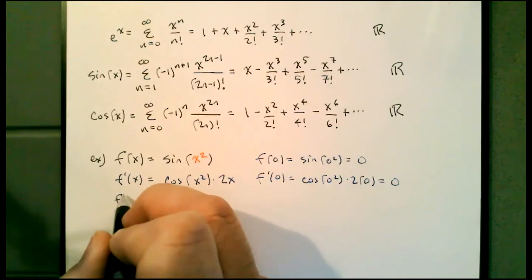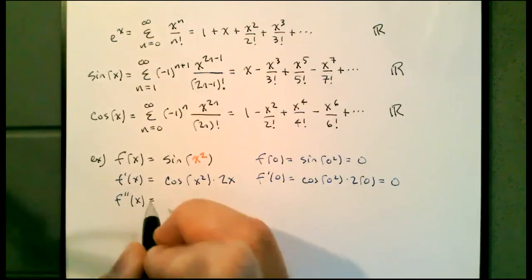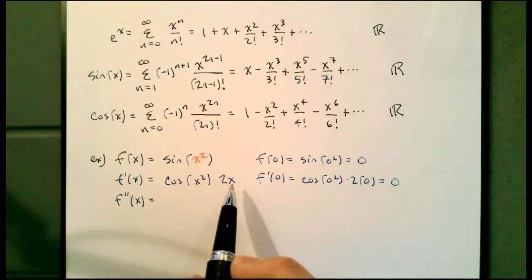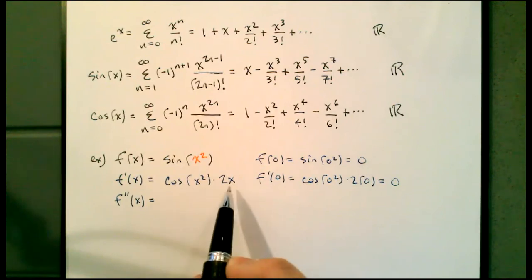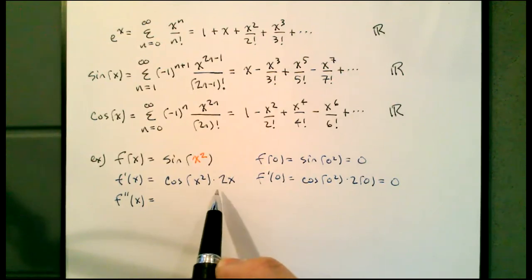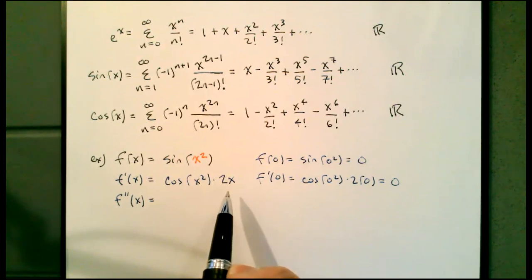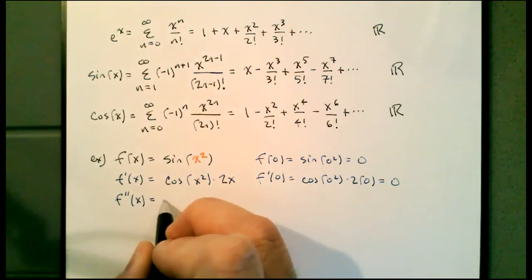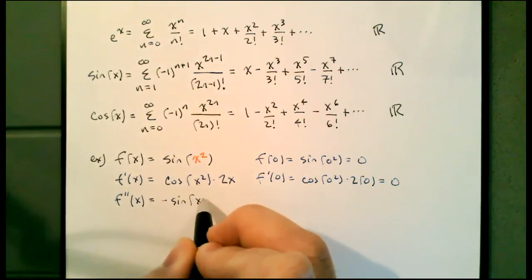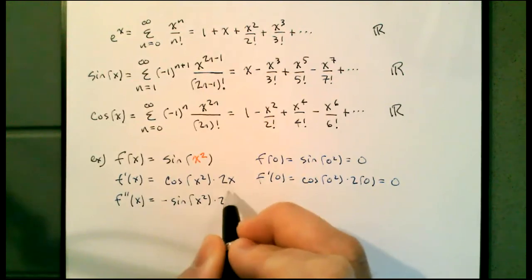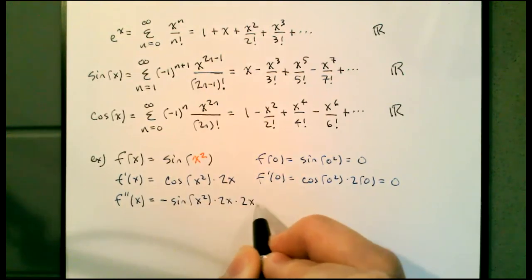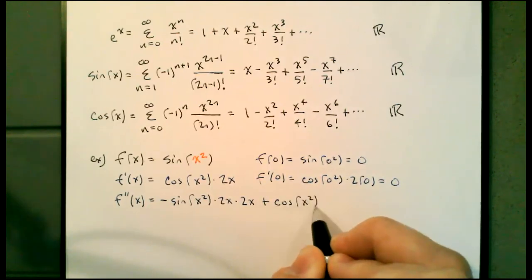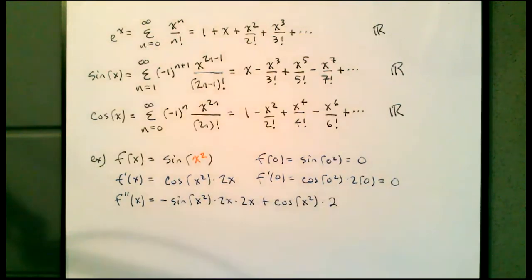And now we should start seeing why this problem is not going to be fun. Because to take the derivative of cosine x squared times 2x, we have to use the product rule. The derivative of the first times the second plus the first times the derivative of the second, or however you like to do the product rule. The derivative of cosine of x squared is minus sine of x squared times 2x, times the second, which is another 2x, plus the first, cosine x squared, times the derivative of the second, which is just 2.